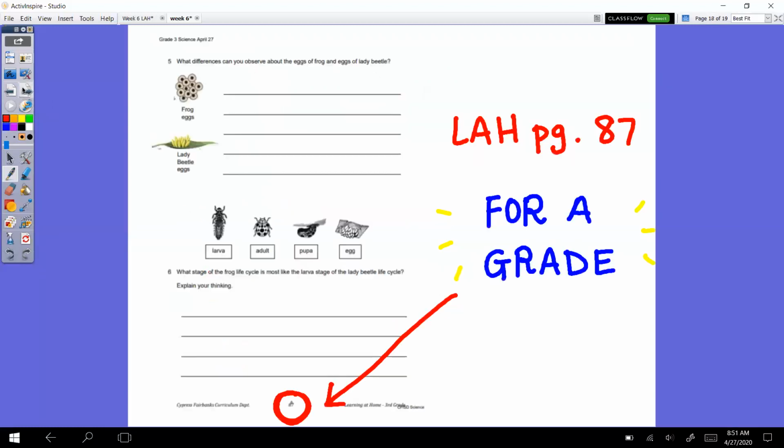All right, y'all. Page 87 has 2 questions for you that are short answer questions. These are going to be the 2 questions that I'm going to be grading on the Google form. This can be found on page 87. Answer to the best of your ability in complete sentences, questions 5 and 6, and then you will be done.